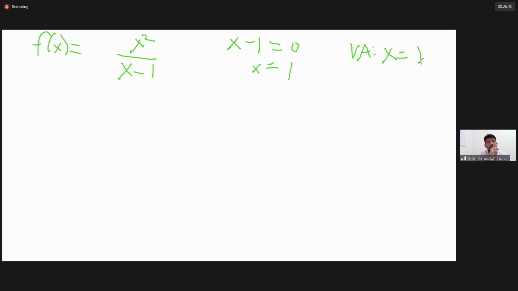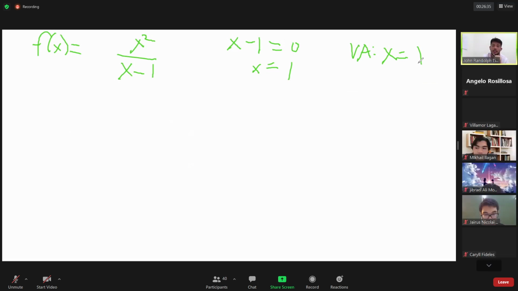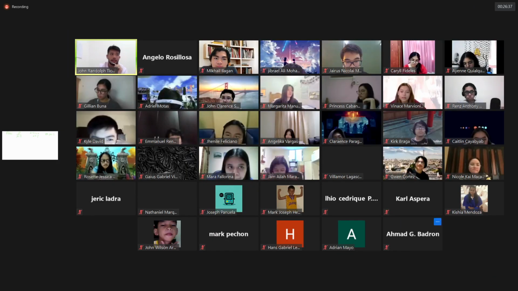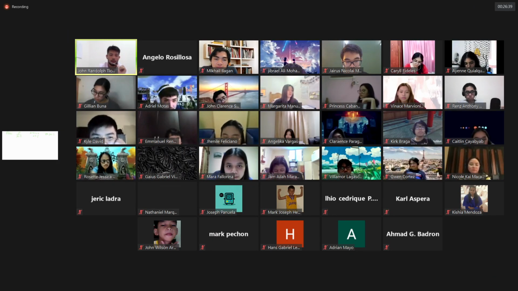Now, let's go now to our horizontal asymptote. Look at the degree of your numerator and then the degree of your denominator. Is a rational function top heavy or bottom heavy? Meaning to say, when I say top heavy, mas mataas yung degree order ng numerator. Bottom heavy, mas mataas yung degree ng denominator. Now, is it top heavy or bottom heavy? Okay, it's top heavy. So what are we going to do here? Since the degree of the numerator is 1 greater than, di ba? Kasi x squared yan, x lang sa denominator.